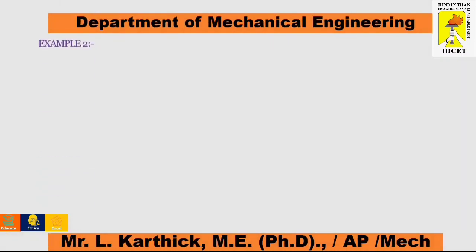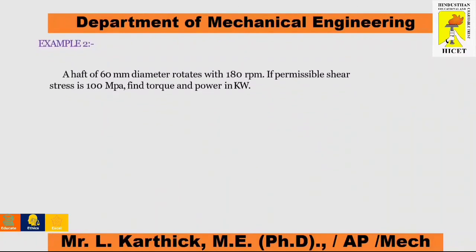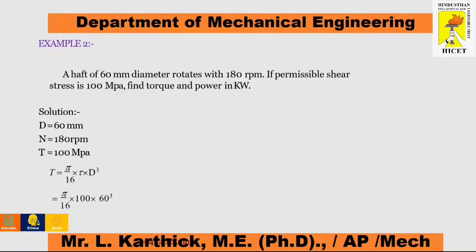Move on to the next problem. Example 2: a shaft of 60 mm diameter rotates at 180 RPM. If the permissible stress is 100 megapascal, find the torque and power in kilowatt. So the given data is diameter 60 mm, 180 RPM, and permissible stress 100 megapascal. We need to calculate the torque as well as the power.